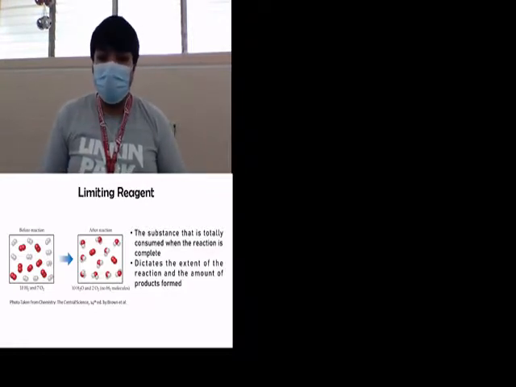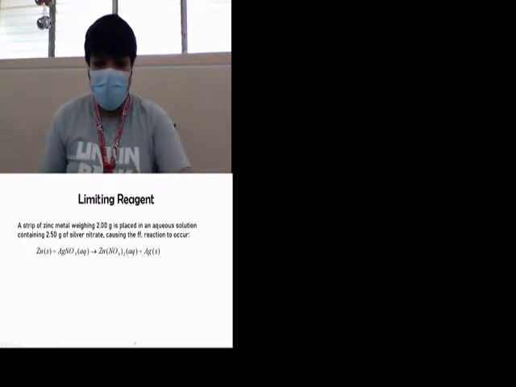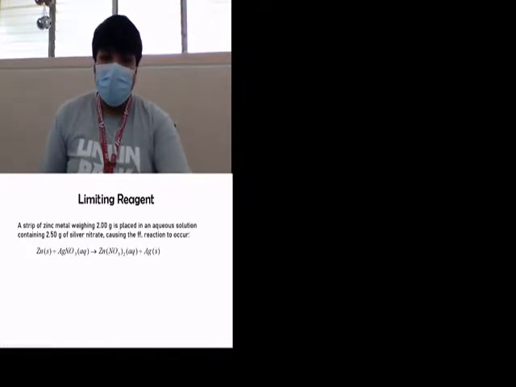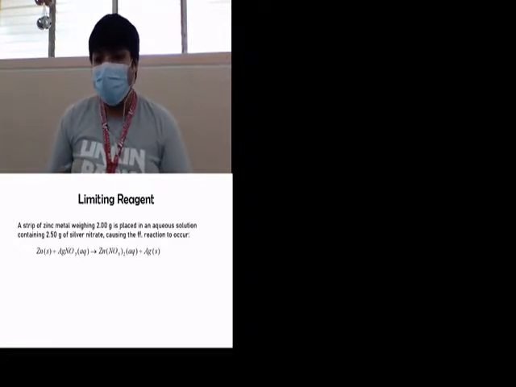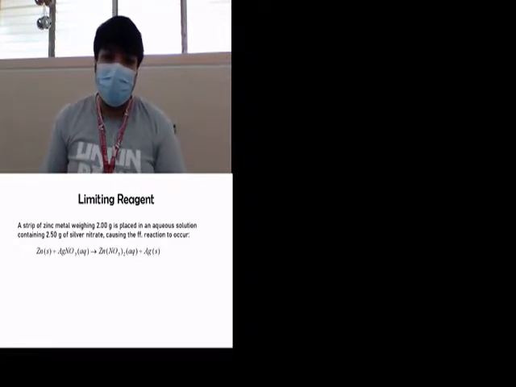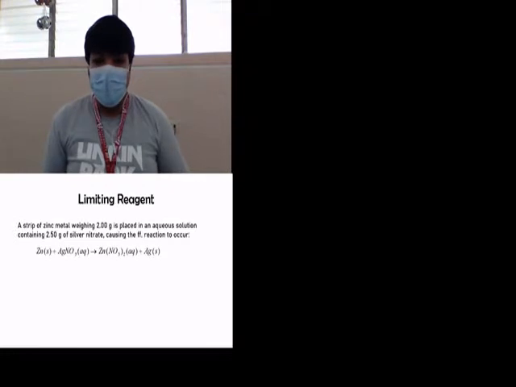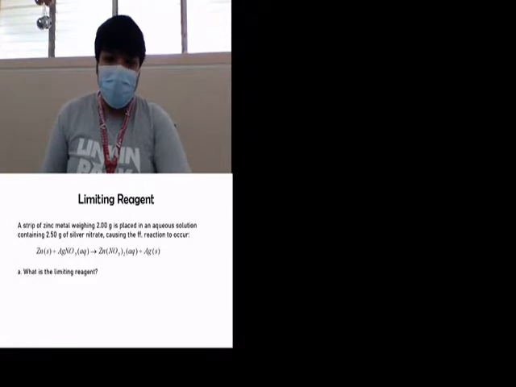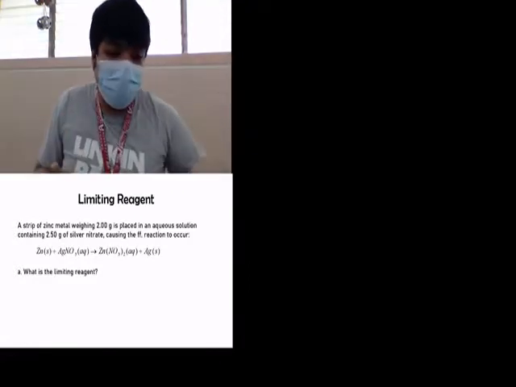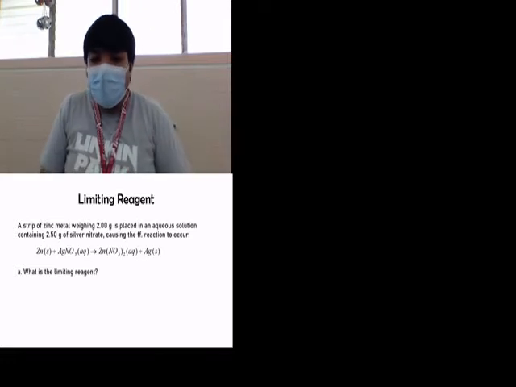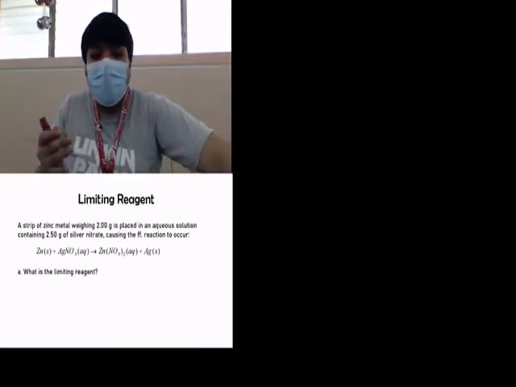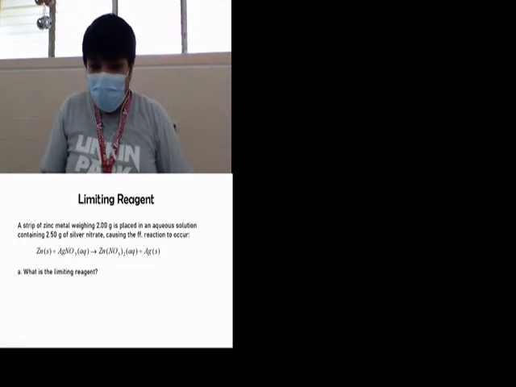So let's try putting this in context. We have here a sample problem. A strip of zinc metal weighing 2 grams is placed in an aqueous solution containing 2.5 grams of silver nitrate, causing the following reaction to occur, which is stated here. When we say aqueous, that means it is dissolved in water. So the question here is, what will be the limiting reagent? Before doing your stoichiometric calculations, the standard procedure is that you balance the equation first.